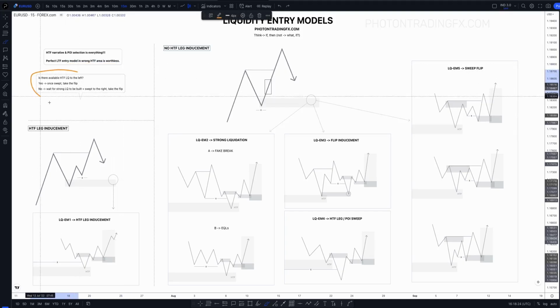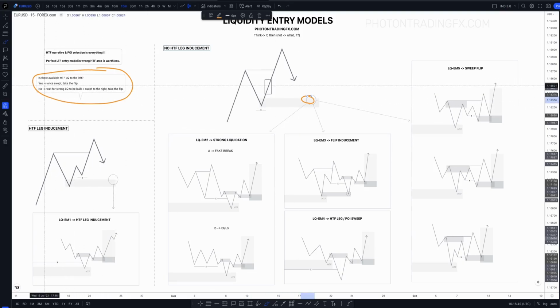Okay. Here's another little thing that may help you. If your plan is something like this, you may want to summarize it in your head with one little line. Again, I'm not saying this should be the answer, and I'm not saying this is what your trade plan should say. This is just an example of how you could simplify it in your mind, so you don't have to think of all of this and can just ask: is there available higher time frame liquidity to the left? Once price is in your POI, you just say this to yourself. Is anything to the left?